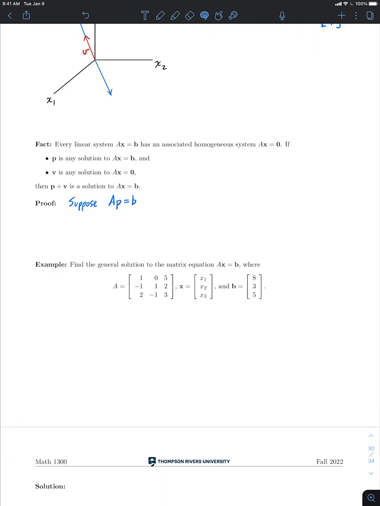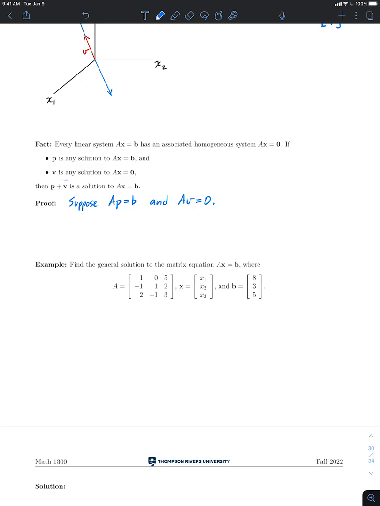We're going to assume that V is a solution to the associated homogeneous system AX equals 0. So we're going to suppose, as an assumption, that A times V is equal to 0. Okay, so these two equations are just translations of what these assumptions are. Okay, well, what does that imply? What if I went like this?